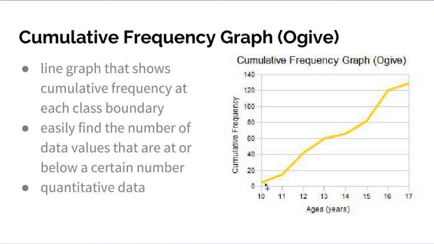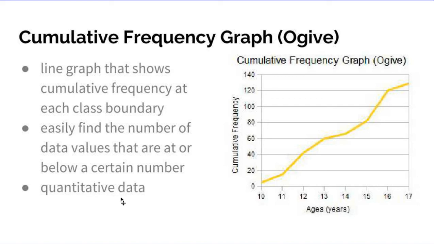And cumulative just means I keep counting. So from 10 to 11, this is somewhere less than 20 people. Then from 11 to 12, if I add in the people that are in this group, now the total, from 10 to 12, is up to 40. All right, then when I add in the 13-year-olds, now I'm up to 60. Add in the 14-year-olds, now I'm up to like 65, and it keeps going. So it's the frequency of all the groups from the beginning up to wherever you are.